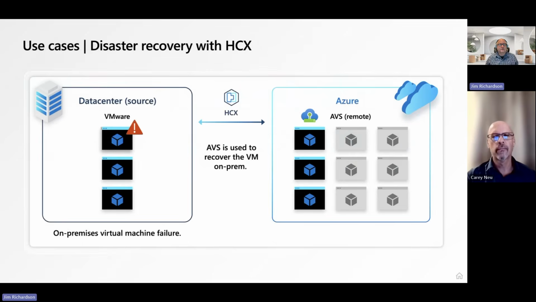Yeah. So this goes into the specific use case of disaster recovery with HCX. And it looks like on the left-hand side, one of our on-prem virtual machines had a failure, and then AVS is used to recover that VM on-prem.